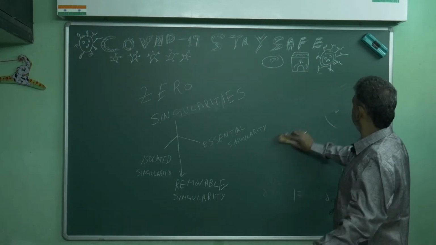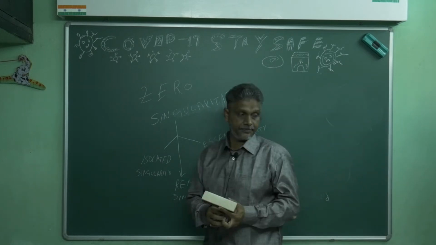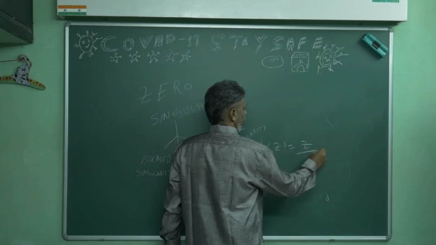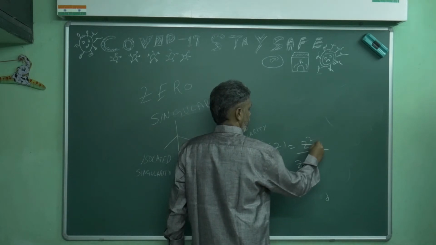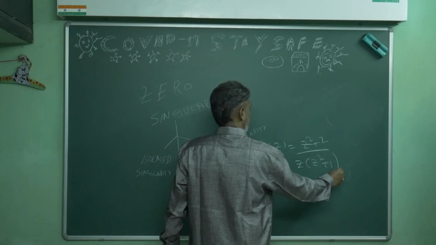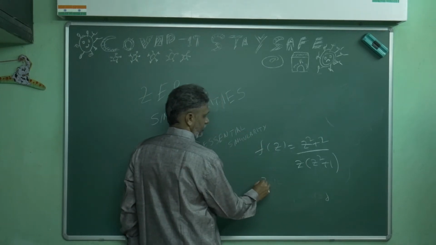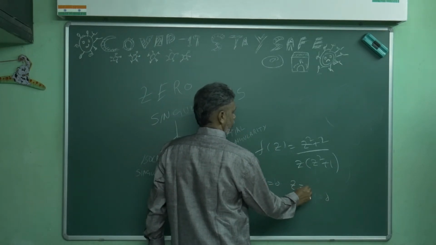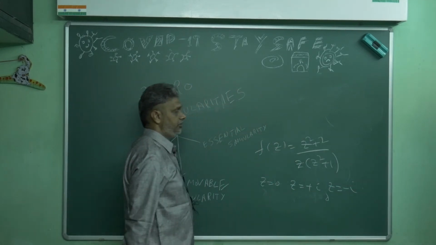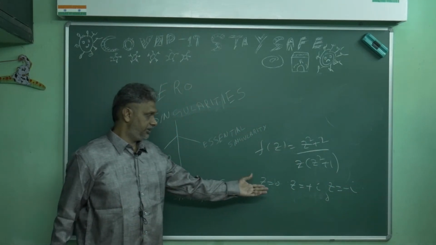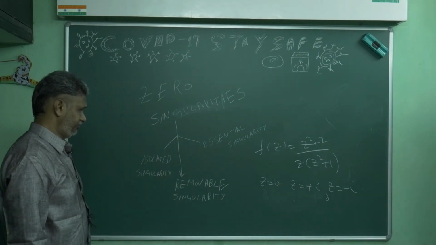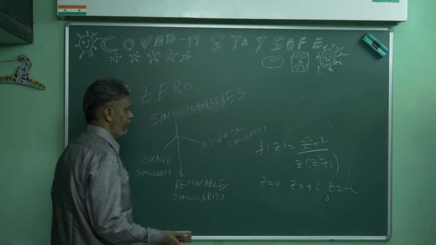Suppose f of z is equal to (z square plus 2) by z (z square plus 1). Now the singular points are z equal to 0, z equal to plus i, and z equal to minus i. These are isolated singularities, because in the neighborhood of these points there doesn't exist any other singular point.